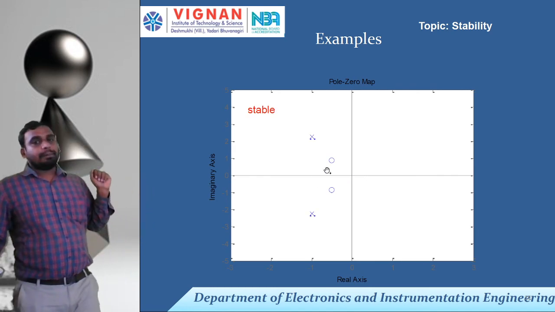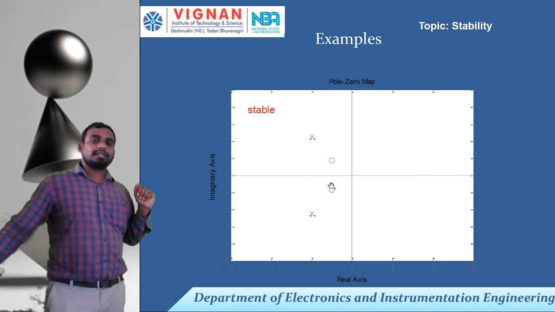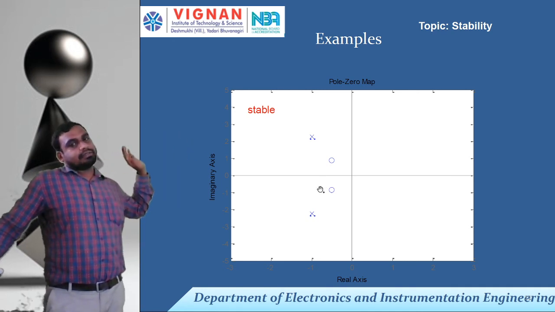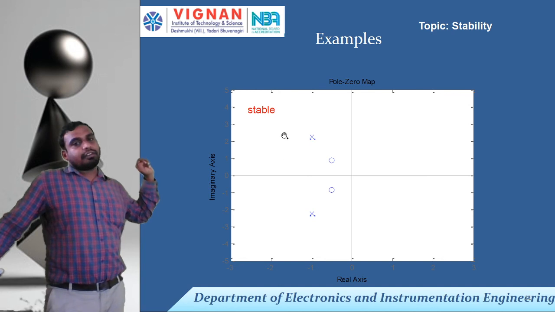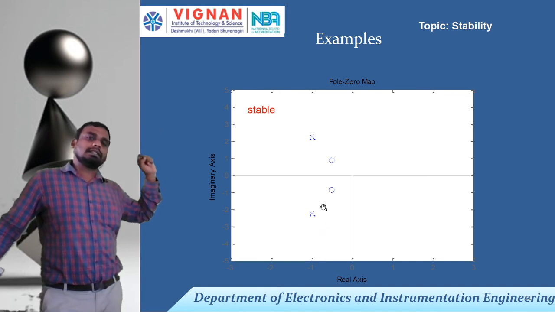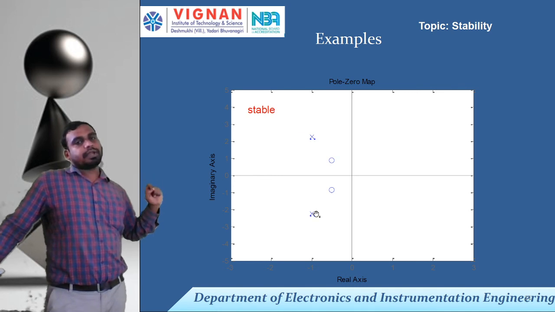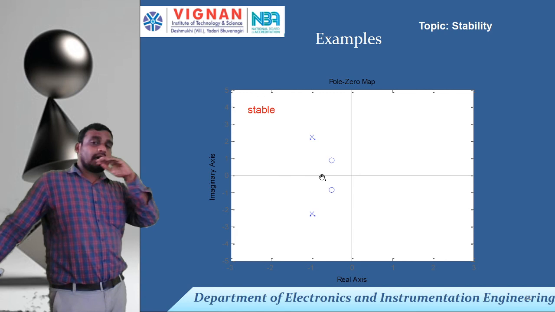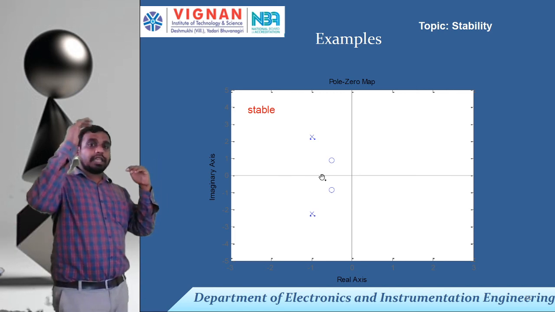So if you have a complex pole, it doesn't matter actually. It is only the pole location which is on the left hand side. So if you have poles on the left hand side, the system is still said to be stable. Okay, we'll see some examples where the pole is on the real axis and on the imaginary axis.